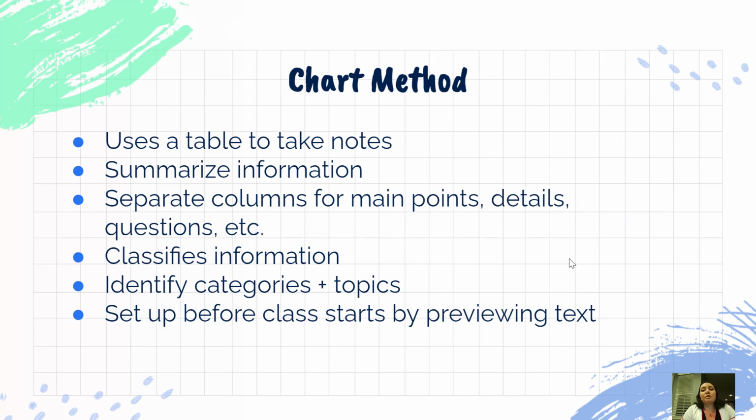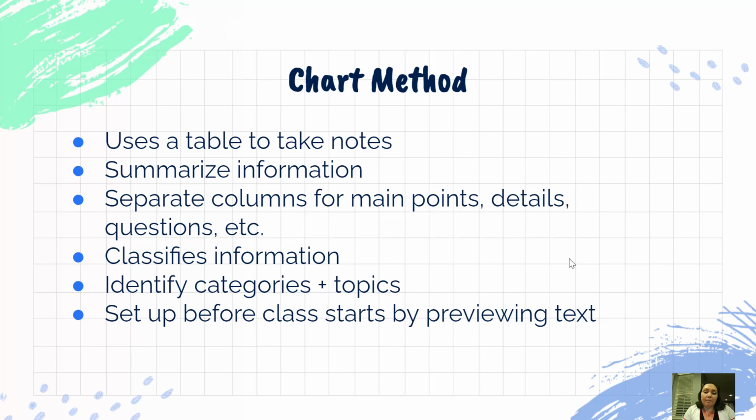So let's first talk about the chart method. I had mentioned at the end of the last lecture, this one may be kind of new to you. And so the chart method is one that uses a table, as the name suggests, to take notes. And you are summarizing information. You will use separate columns for main points, details, questions, etc. So each of those will kind of be headings for columns. The chart method is used to classify information, and it helps to identify different categories and or topics.